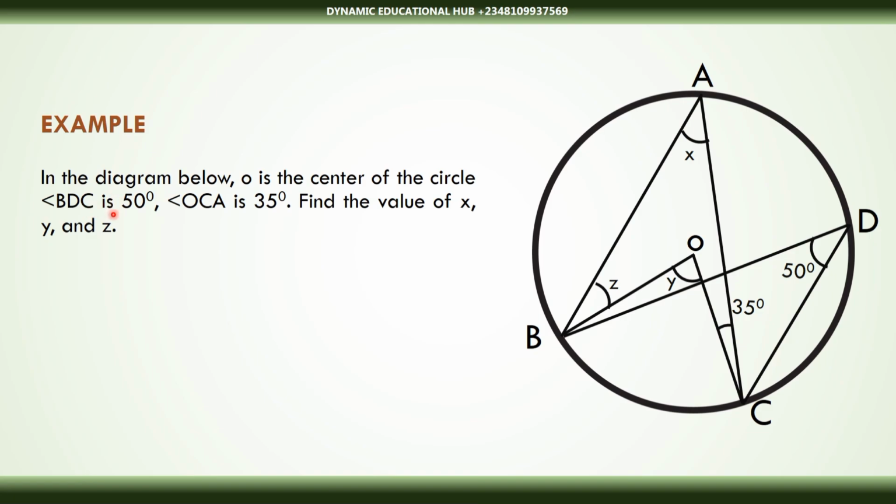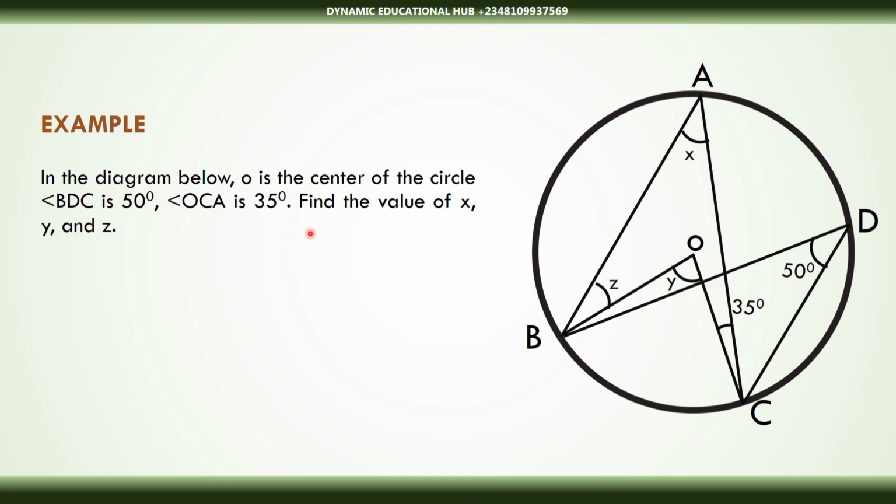Just follow this. This is BDC, which means this angle is 50 degrees. You can all see it in the question. An angle OCA, which means this angle is 35 degrees.